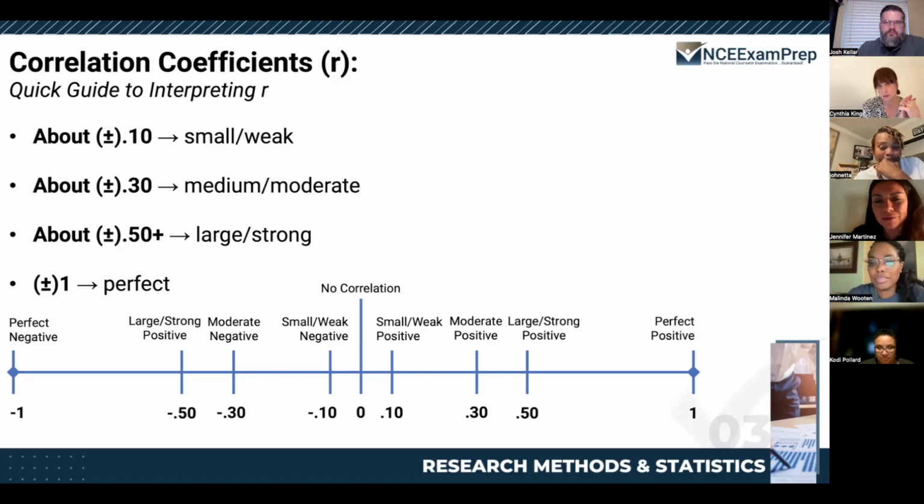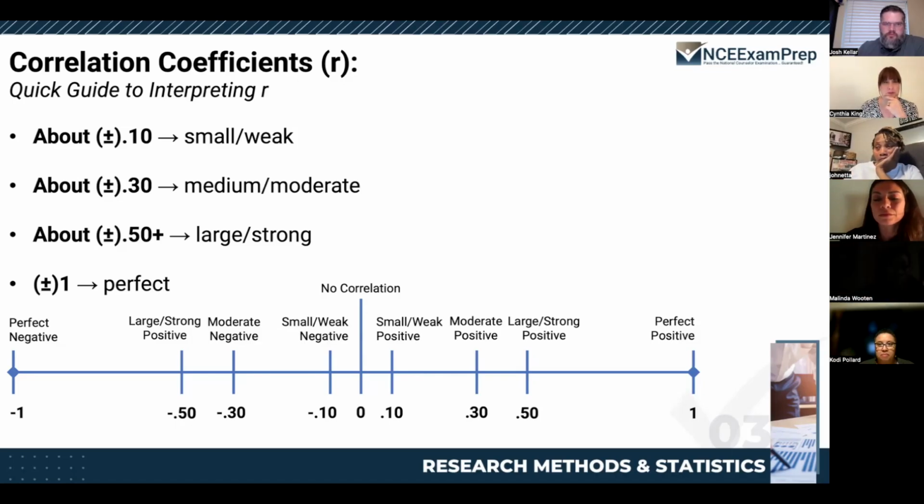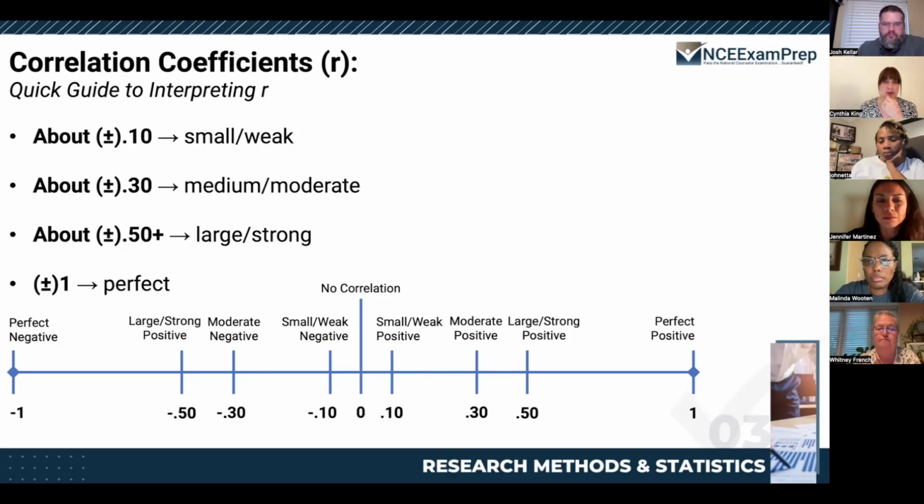Can you elaborate on how the interchangeability works between the moderate negative and moderate positive, and then going from large to strong positive? I would assume once you're at 0 and you're on the negative side, everything would be negative, if that makes sense.